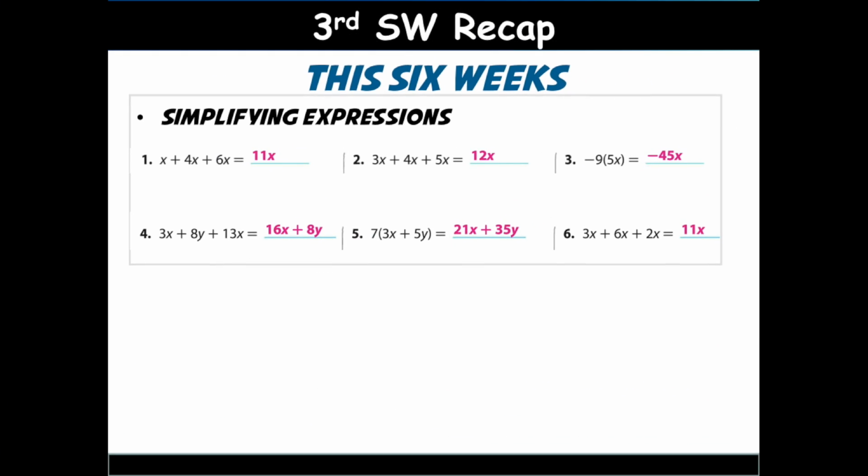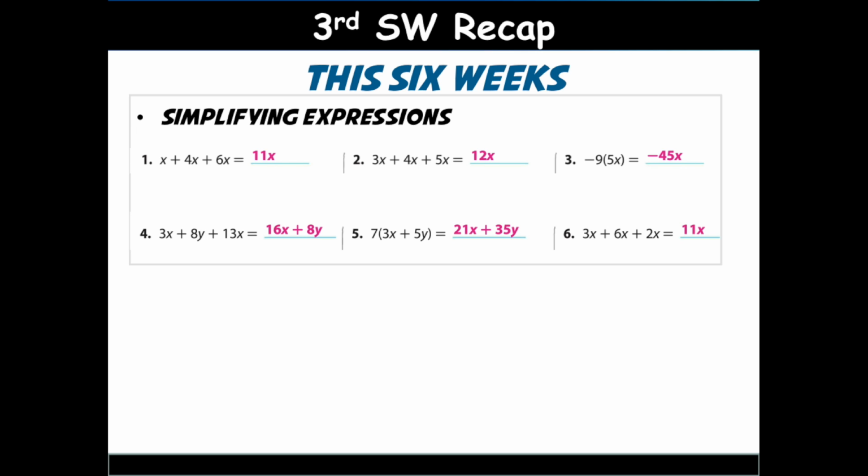And here are some examples. For instance, in the first one, what are all the different ones that are in common? They all have x's. So you can actually put all three of them together. You have 1x, and then 4x, and then 6x. It's pretty much like saying 1 plus 4 plus 6, which is 11x.